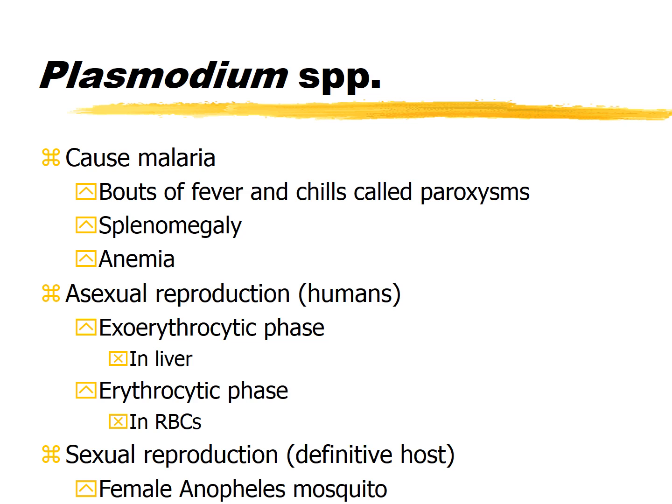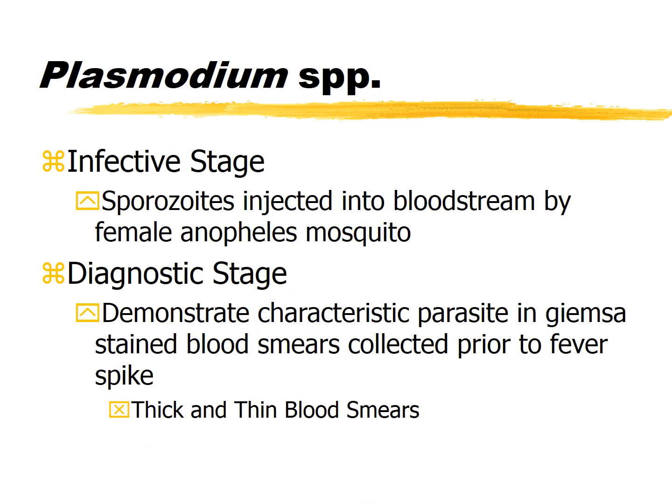You also have the sexual reproduction in the definitive host, and this typically occurs in the female Anopheles mosquito. You will see sexual forms of these parasites in humans, and we'll talk about that in a moment. Your infective stage will be what's called sporozoites, and these are injected into the bloodstream by the mosquito. The diagnostic stage will be found doing thick and thin blood smears, and we're going to look for characteristic forms of the parasite.